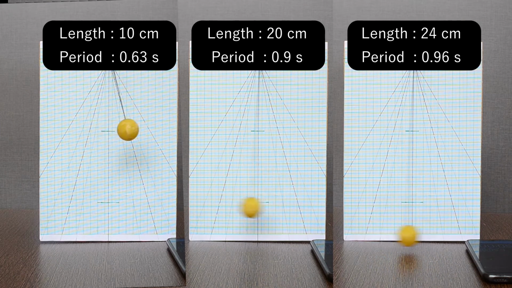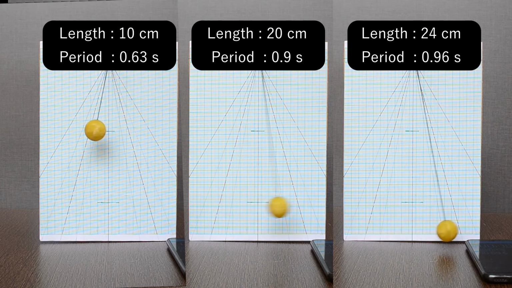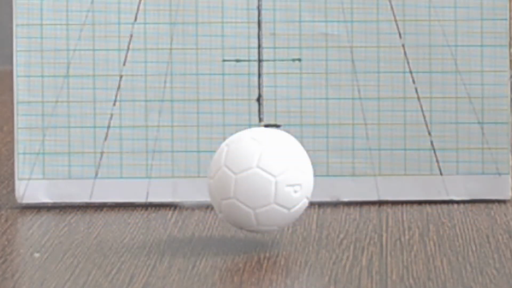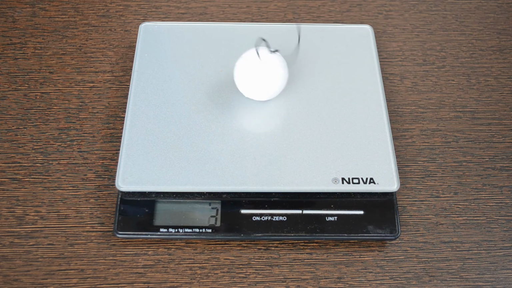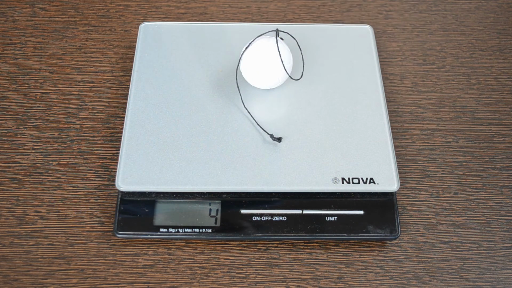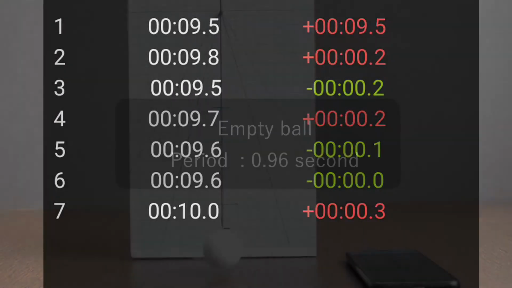How about the mass of the pendulum? Will the period change with change in mass? Let us take help of this hollow plastic ball. Mass of this ball is 4 grams. We'll keep the length of the pendulum as 24 centimeters. Period for this configuration is 0.96 seconds.